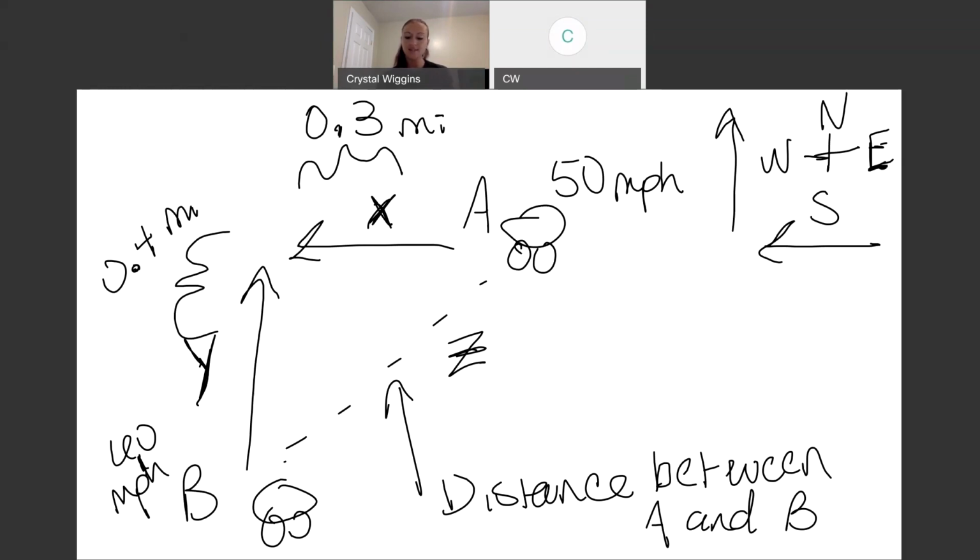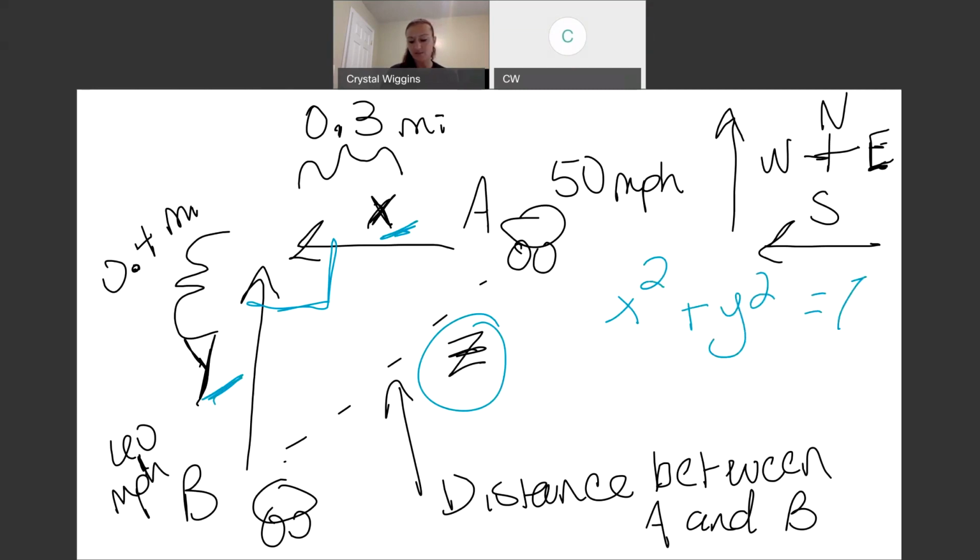Now, this is our visual. I can see that this visual gives me a shape. It gives me a right triangle with a hypotenuse and two legs, which allows me to come up with the equation x squared plus y squared is equal to z squared using the Pythagorean theorem.